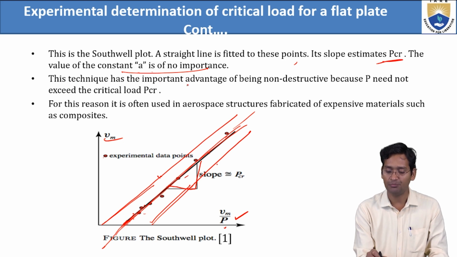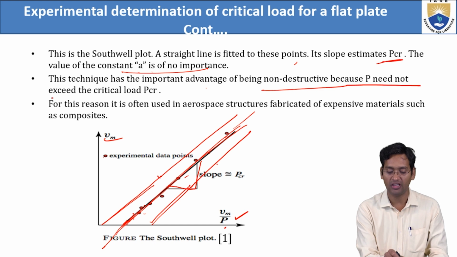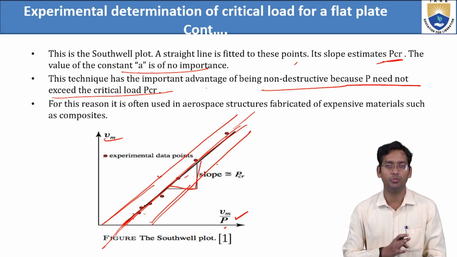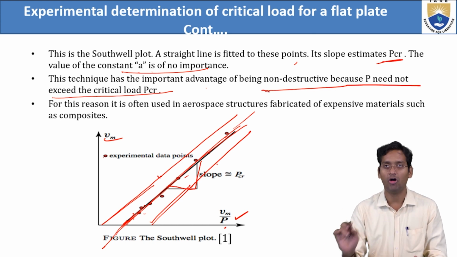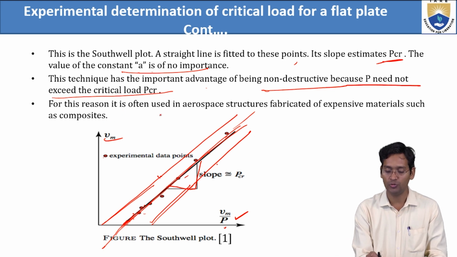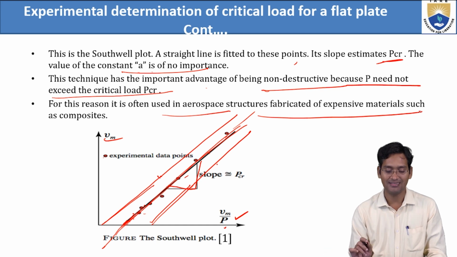This technique has the advantage of being non-destructive because P need not exceed the critical load PCR. That's why it's non-destructive. P cannot exceed the PCR; before the PCR only, or below the PCR only, the P should be applied. Hence it cannot be destructive, and that's why it is called non-destructive. For this reason, it is often used in aerospace structures, fabricated or expensive materials such as composites.